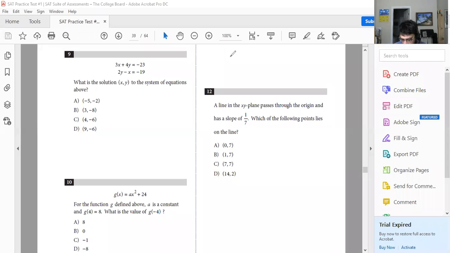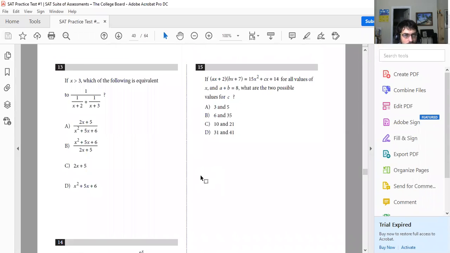And let's go to number 13. Here we go. 13. If x is greater than 3, which of the following is equivalent? Now the purpose of this x is greater than 3 is just a domain restriction, because when x is negative 2, this equation blows up. When x is negative 3, this equation probably will blow up. You know, you're dividing by 0.